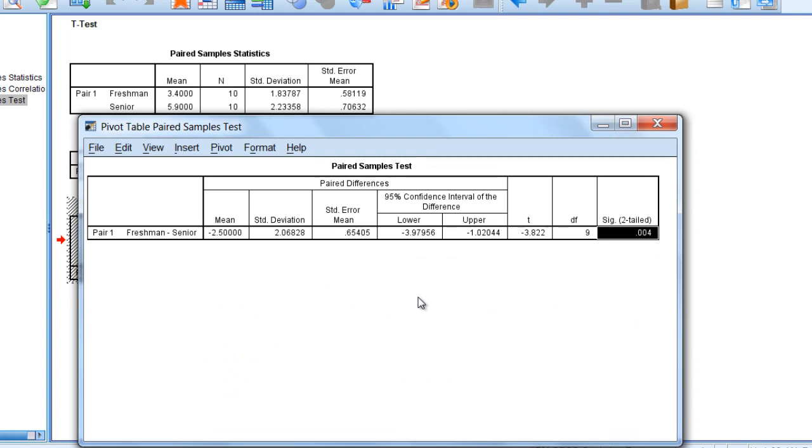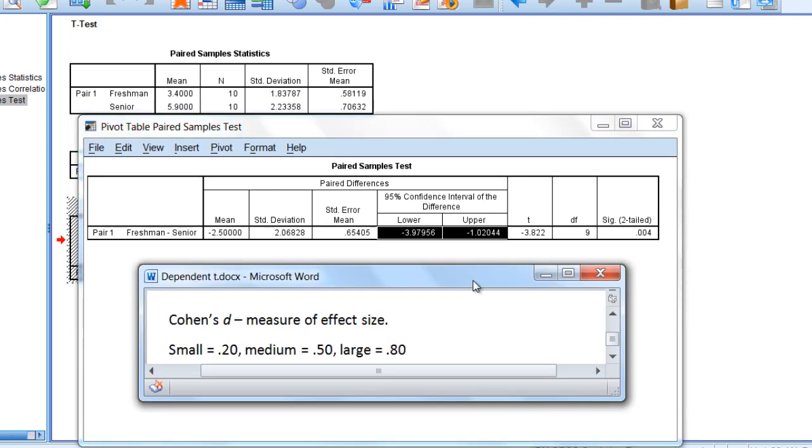Let's go ahead and spend a few moments on the confidence interval as well. Recall that the confidence interval, if it does not include 0, that means the test is statistically significant. But we already know that the test is significant by using the p-value approach. But if we look at the confidence interval, we can also see, in fact, that 0 is not in this range, as it ranges from negative 3.98 to negative 1.02. So 0 is not in this range, indicating that the test is statistically significant.